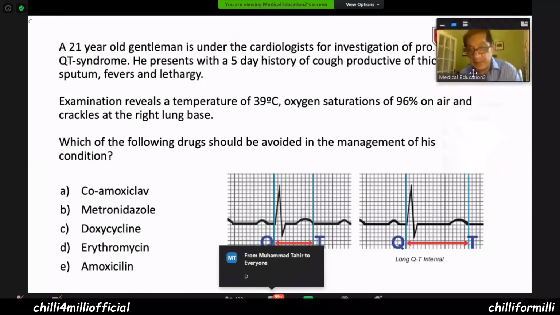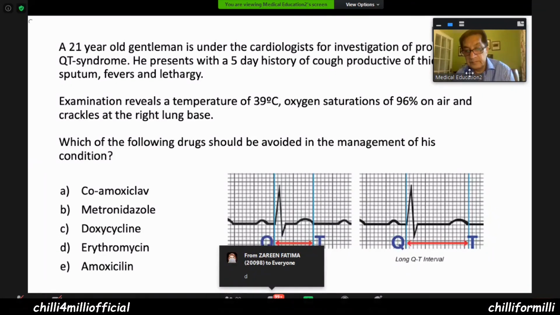Someone said D. Sajid, Muhammad, Tahir. I think that you got it right. Absolutely spot on. This is prolonged QT interval, right? Which is long. So when the QT interval is prolonged, you don't give the erythromycin class. Thank you. Moving on.